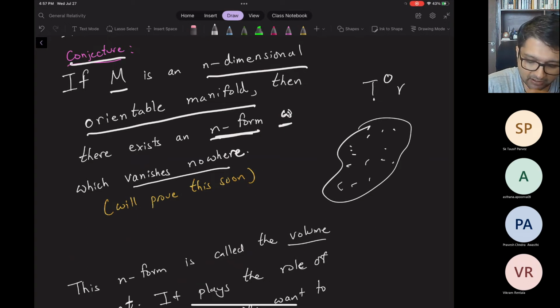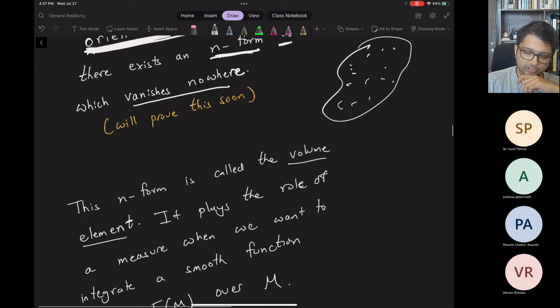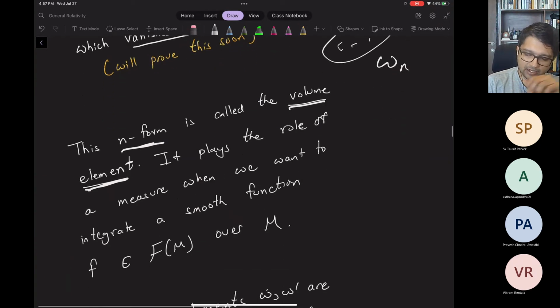Basically the claim is that you can always find such an n-form on an orientable manifold. It's not guaranteed. In fact, you will not be able to find it on a non-orientable manifold. So this n-form that we find, this omega, is called a volume element. We'll see why it's called a volume element. And this is the thing that plays the role of a measure when we want to integrate a smooth function f over the entire manifold.